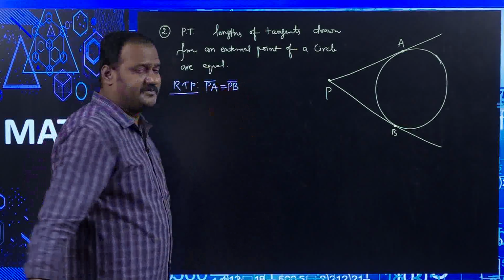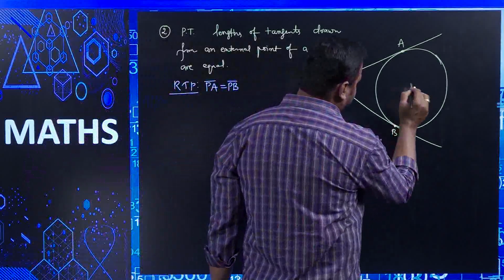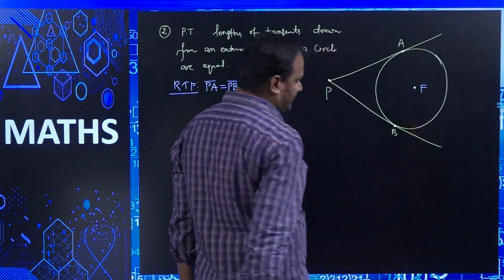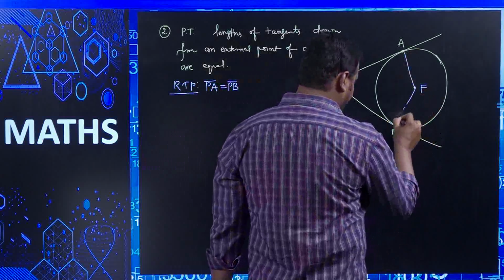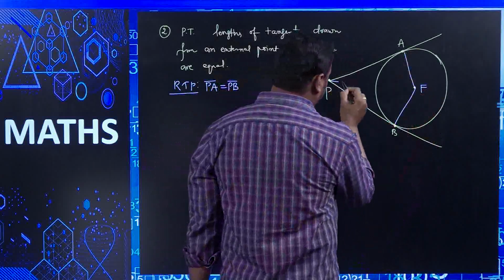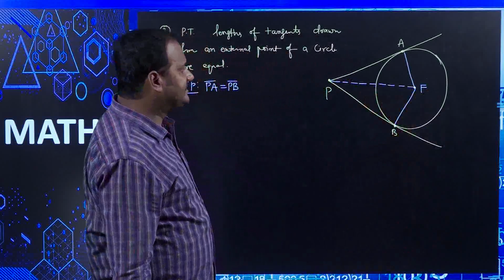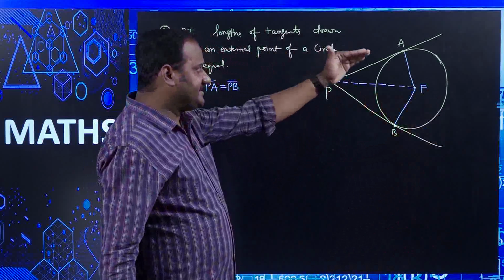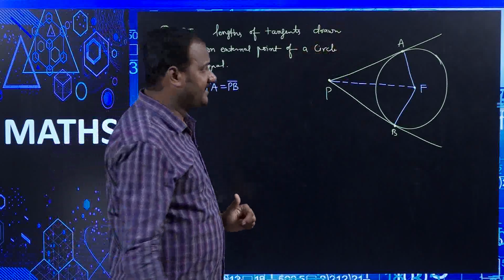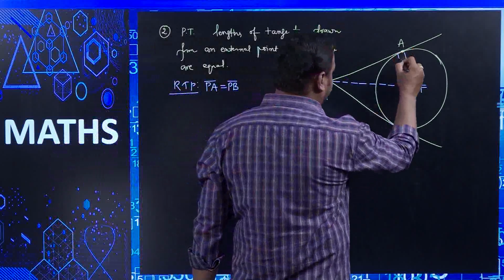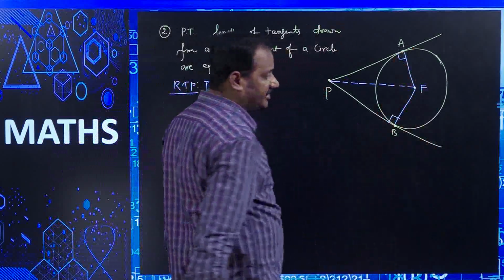In order to prove PA is equal to PB, we need a small construction. This is the center of the circle, let it be F. I am going to join F and A, F and B, and then I am going to join F and P also, right? We already discussed the relationship between a tangent and the radius in the previous theorem: the radius is perpendicular to the tangent through the point of contact, and here also the radius is perpendicular at the point of contact.